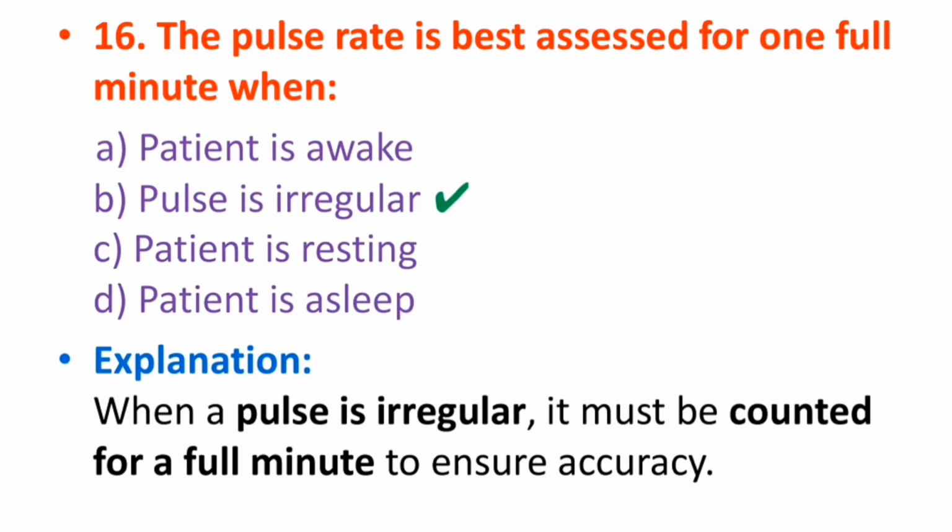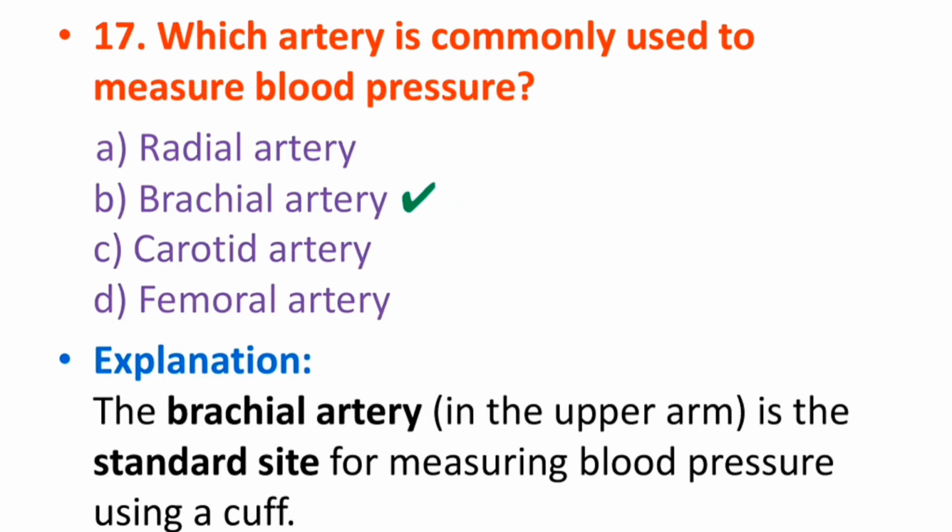The pulse rate is best assessed for 1 full minute when: option A, patient is awake; option B, pulse is irregular; option C, patient is resting; option D, patient is asleep. The correct answer is option B, pulse is irregular. When a pulse is irregular, it must be counted for a full minute to ensure accuracy. Pulse is assessed best when it is irregular.